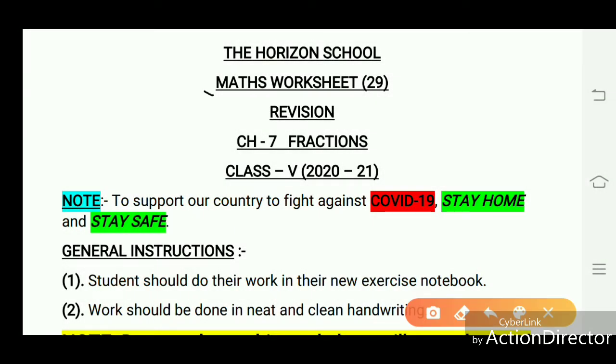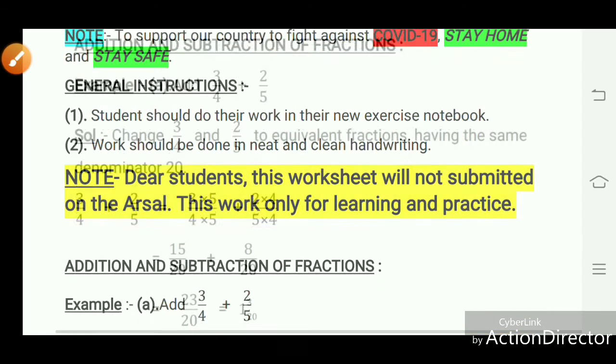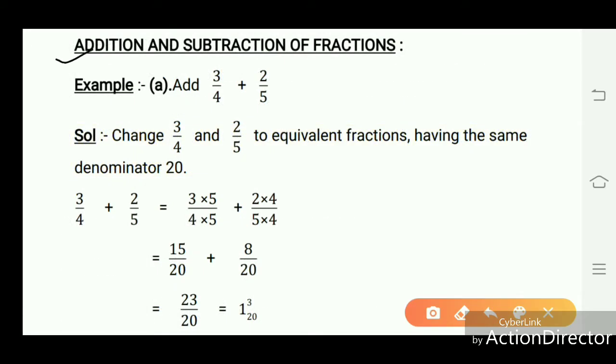Hello students, this is revision worksheet 29 related to chapter number 7, fractions. Addition and subtraction of fractions. Example: add 3/4 plus 2/5.